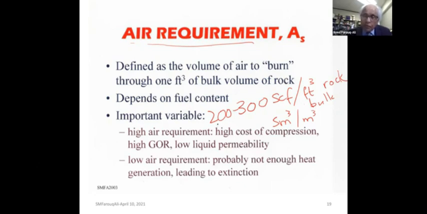So what does it say? It says that if you want to burn through 1 cubic foot of the rock, 1 cubic foot is only about this much, you need to inject 300 SCF of air. That's a huge amount of air. And how do you inject it? Well, it has to be compressed first of all, and you need compressors. Compressors are very, very expensive pieces of machinery.